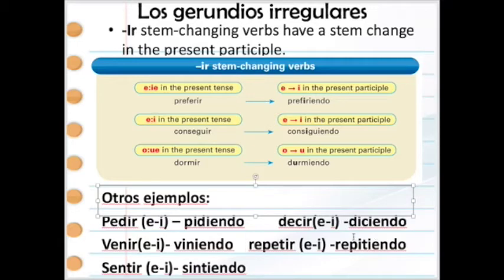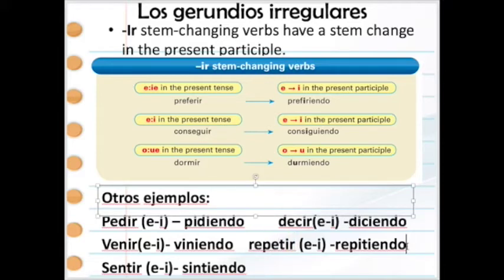Right? E to I: repitiendo, diciendo, sintiendo, viniendo, pidiendo. Just remember that these all change a little bit in spelling. Right? So basically what that means is we're going to take the ending. So this is an IR ending. We're going to go back to the vowel that comes immediately before the ending. So here it would be an E, and we're going to change it to an I. Same thing here. Take the ending, go to the vowel right before that, change it to an I.